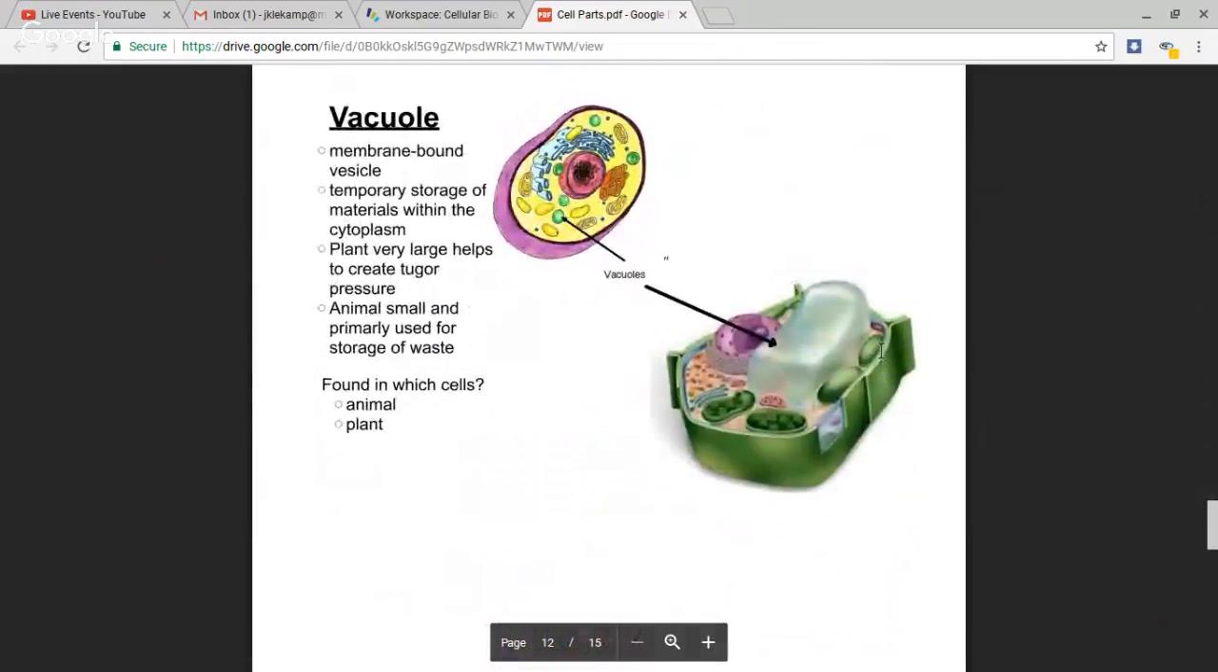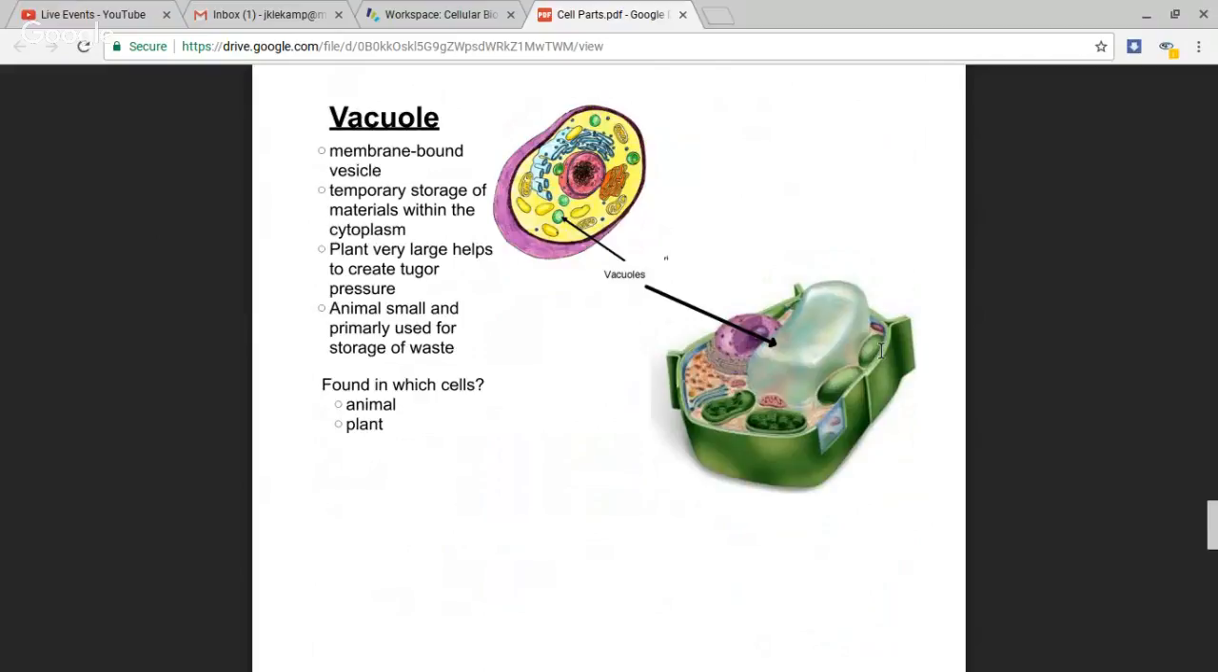Vacuoles can be found in both animal and plant cells. Predominantly, when we think of vacuole, we think of the plant cell with the large central vacuole. You can kind of see it there in the image. It is a membrane-bound vesicle, and it's used for temporary storage of materials. In the plant cell, though, it helps to create the turgid pressure, or the turgor pressure, which allows a plant to stand upright so it won't wilt.